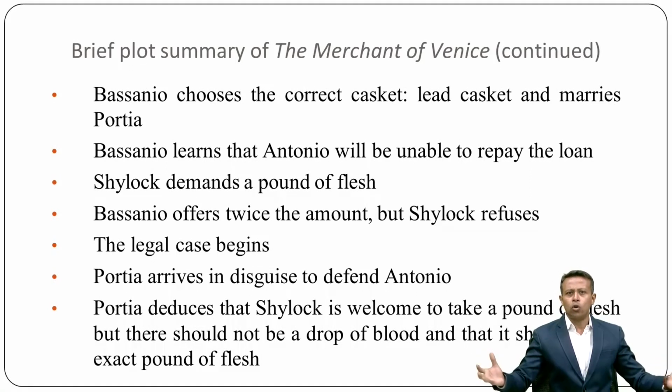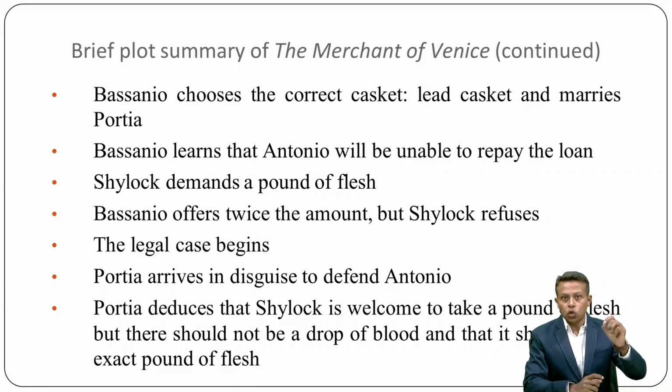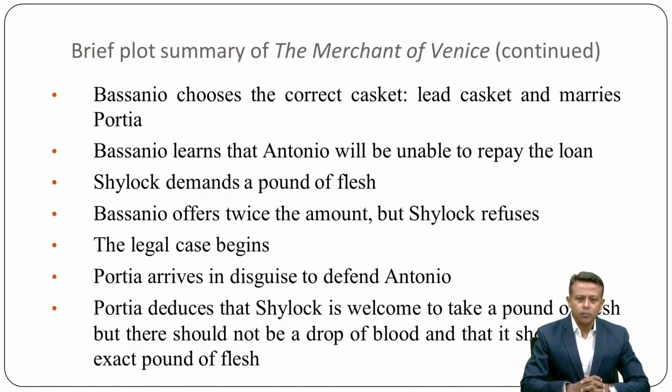And even Antonio had taken active part in the humiliation of Shylock. So this is where all these years of frustration, of rage, of anger, added to the point that Jessica has run away with a Christian. All of them have led to Shylock being hell-bent to take revenge on Antonio, to take a pound of flesh from Antonio's body. So finally, the legal case begins.